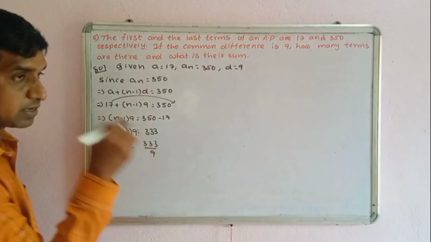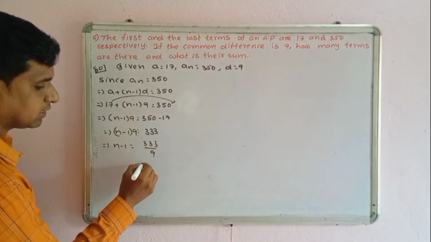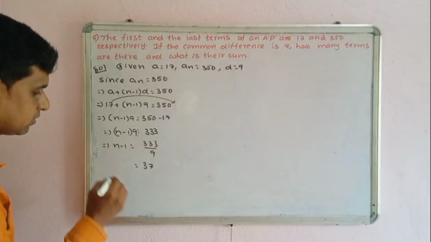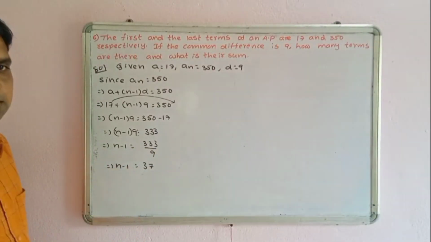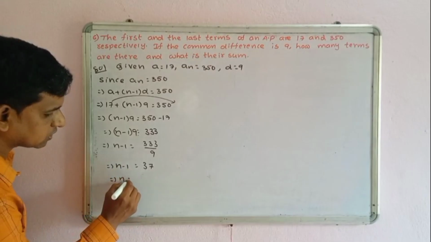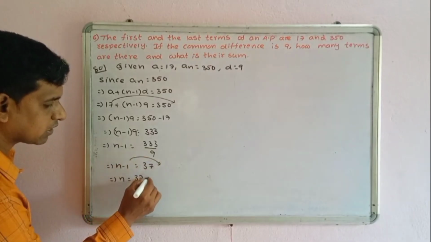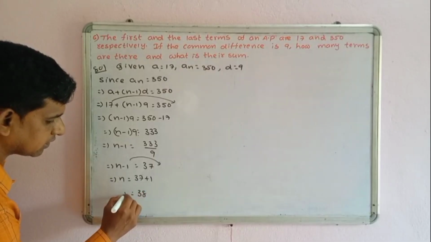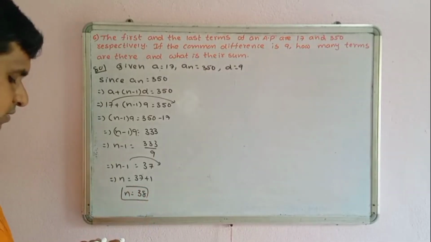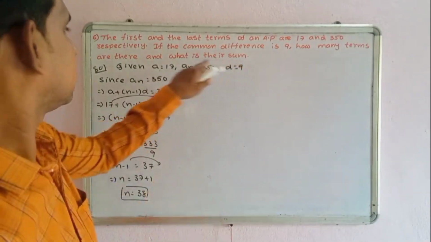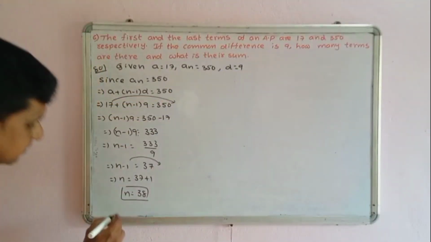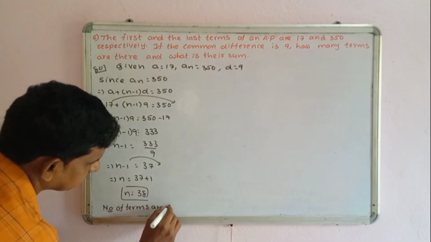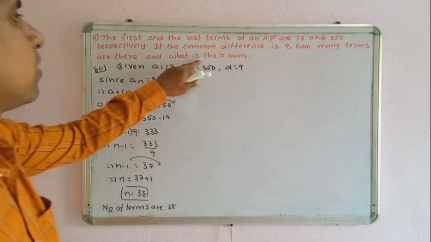So n minus 1 equals 333, 9 transposes to the right side, divided by 9. Okay. So 9 threes are 27, 6 balance. 9 sevens are 63. So n minus 1 equals 37. So n equals 37 plus 1, transposing to the right side. 37 plus 1 is 38. Therefore the value of n is 38. Okay, now how many terms? So the number of terms are 38.